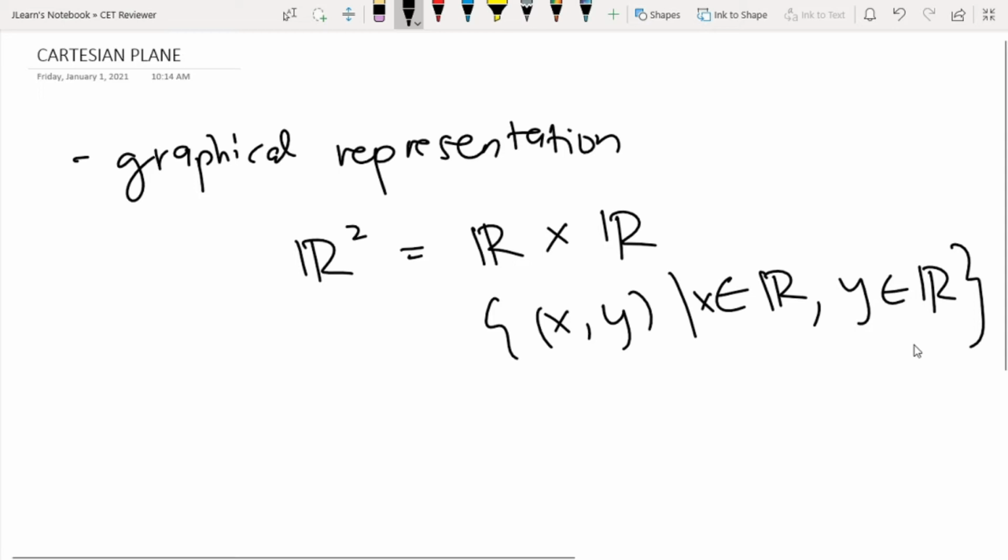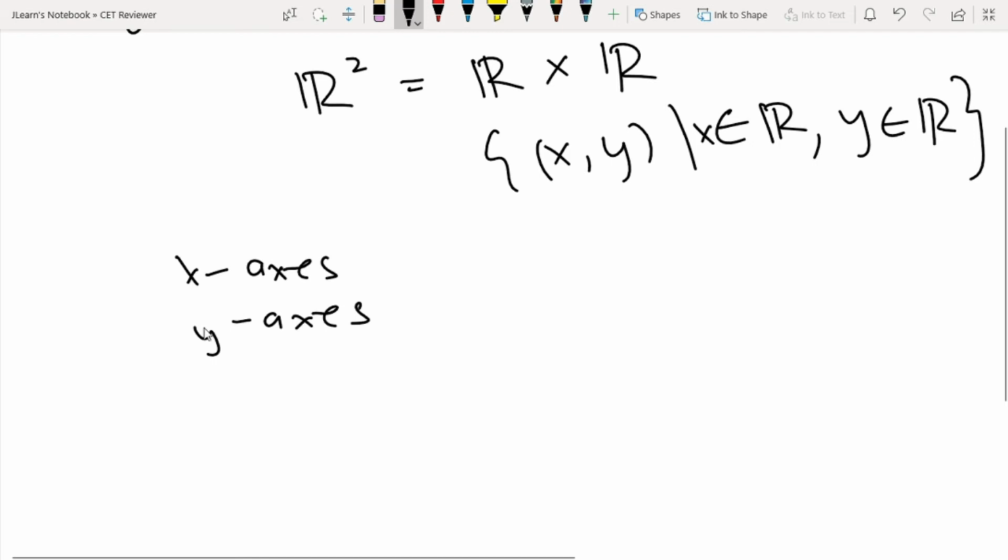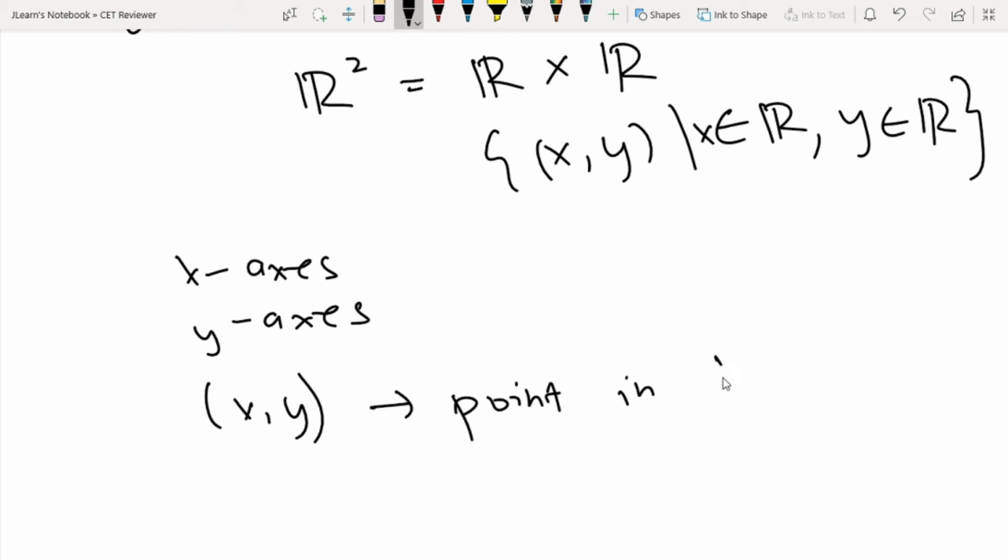Okay? So, basically, the Cartesian plane, rina-represent niya lahat yung points in the XY plane formed by two perpendicular lines. Kaya natin siya tinatawag na X and Y kasi ang tawag natin sa mga lines na yon ay X-axis and Y-axis. Each point is represented by an ordered pair, tinatawag natin siyang (X, Y). Hindi yan set, point yan. So, this is a point in the plane.